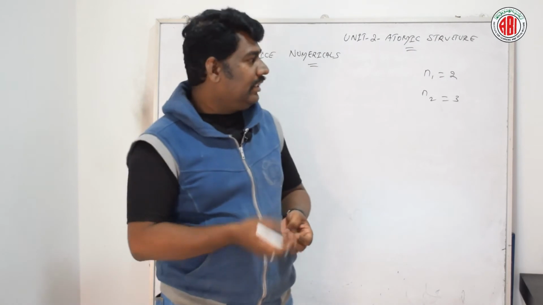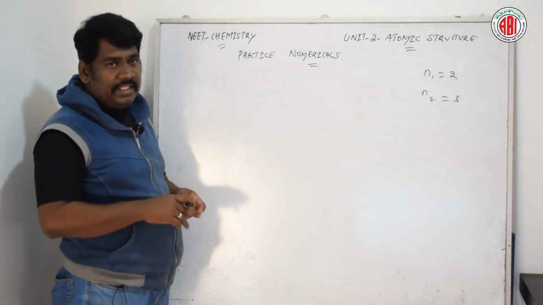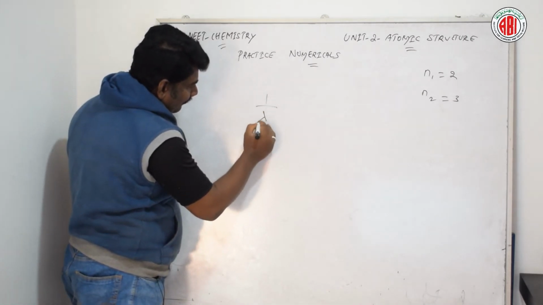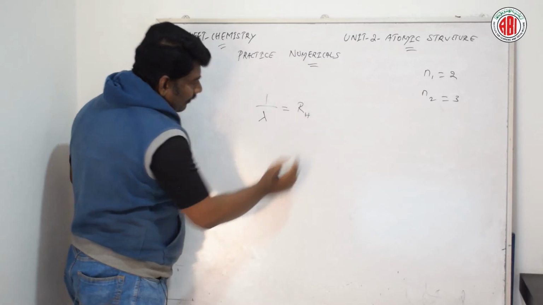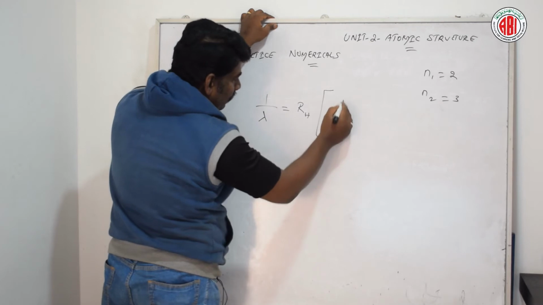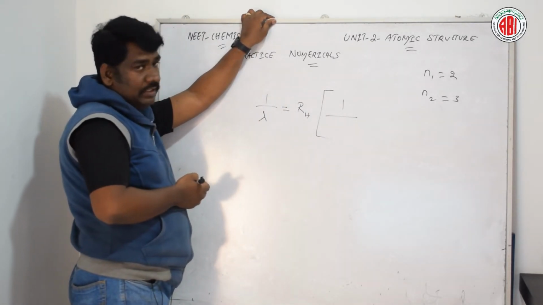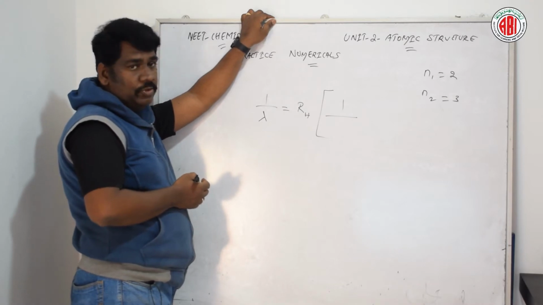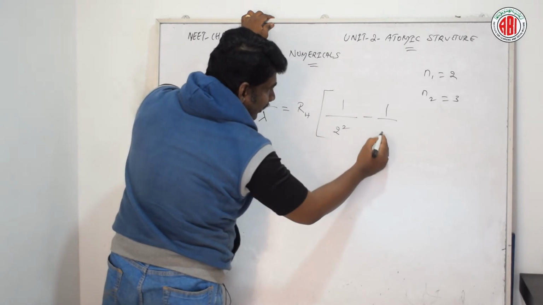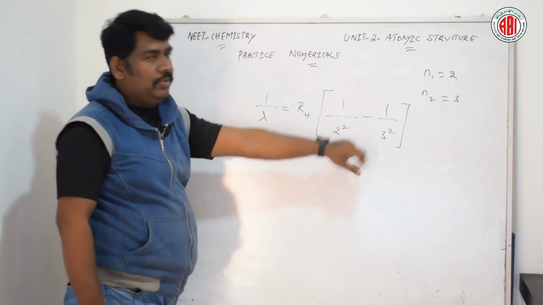Now using the Rydberg constant equation, we can find the answer. 1 by lambda is equal to the Rydberg constant value into 1 by n1 squared minus 1 by n2 squared. Here we should consider n1 value as 2 and n2 value as 3. That means 1 by 2 squared minus 1 by 3 squared. This is the n1 value and this is the n2 value.